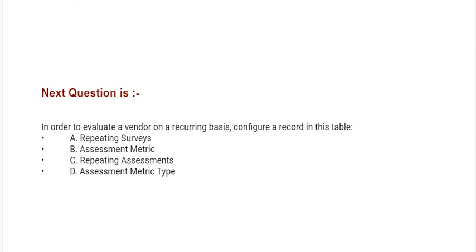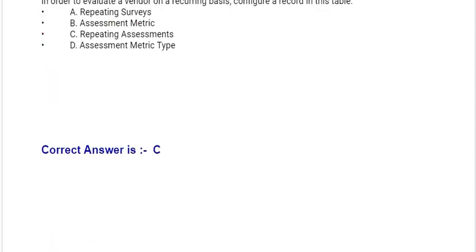Next question is, in order to evaluate a vendor on a recurring basis, configure a record in this table. Option A, repeating surveys. Option B, assessment metric. Option C, repetition assessments. Option D, assessment metric type. Correct answer is option C.